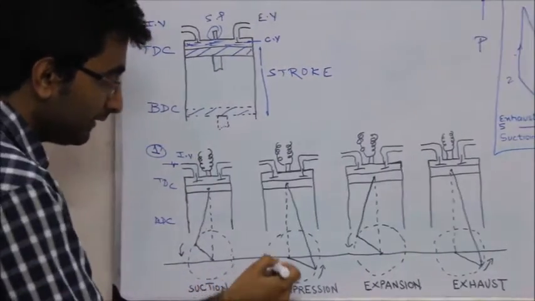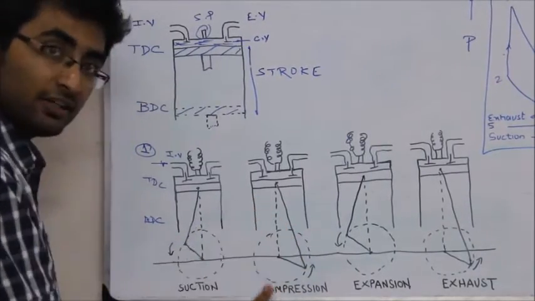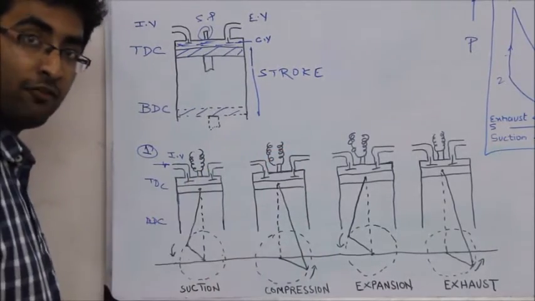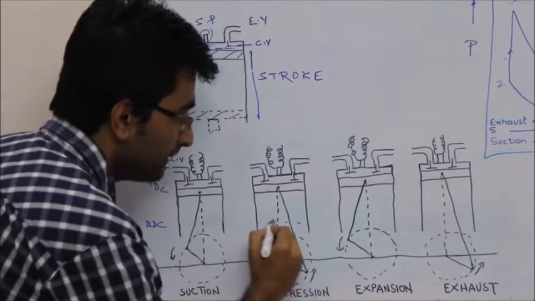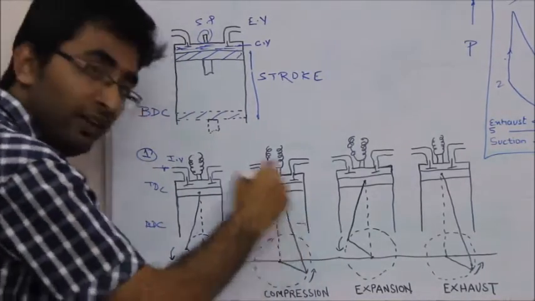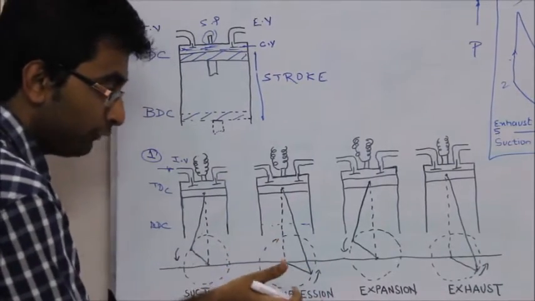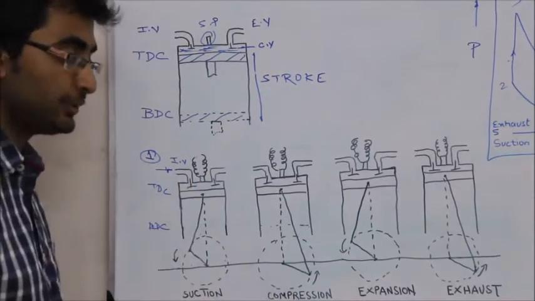Then again, when the crank rotates, the piston is forced upward. That is, the piston moves upward, compressing the air-fuel mixture. Suppose initially the piston is there after suction. Now it's filled with air-fuel mixture. When the crank moves, it forces the air-fuel mixture, that is, compression of the air-fuel mixture takes place.